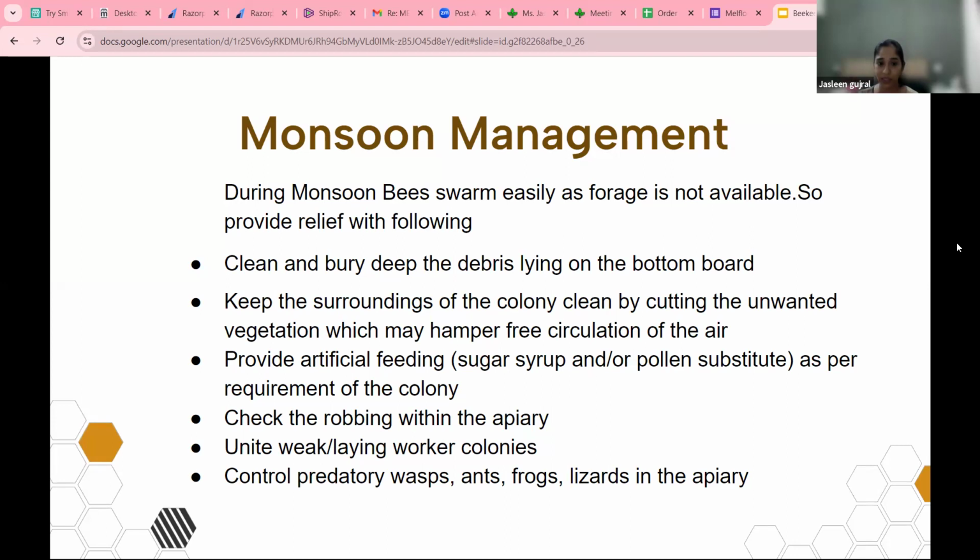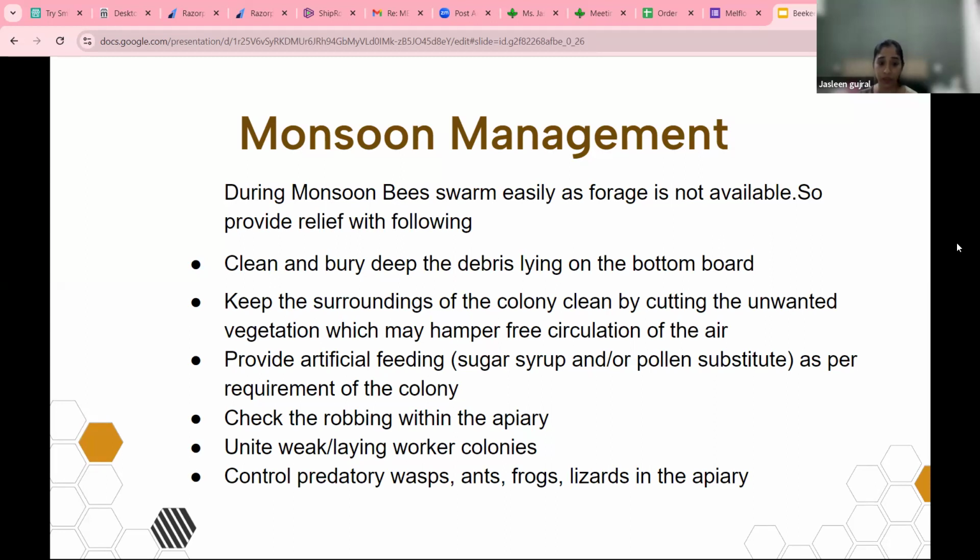Brood boxes are basically the lower part of the box where the eggs and the honey are being made. So that needs to be cleared, because a little bit of debris which the bees bring with their hind legs becomes clustered around it. Make sure that the surroundings are clean. The grass which grows because of the monsoon needs to be cut down because it can hamper free circulation of the air.